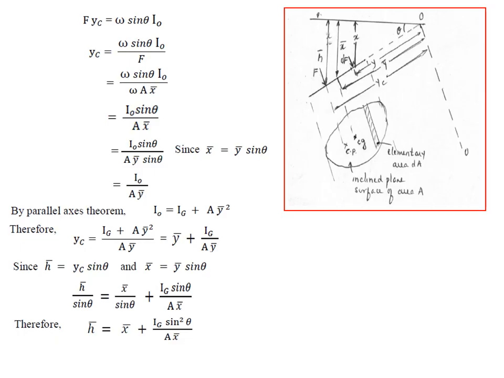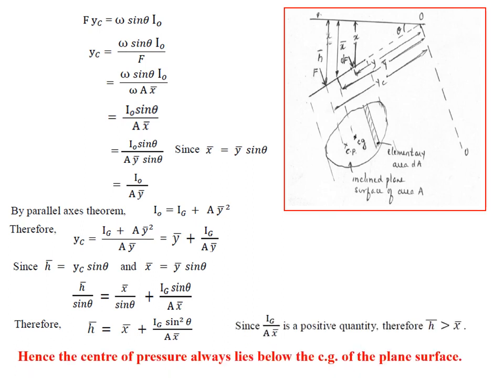Here, Ig sin square theta by A x bar is a positive quantity, so h bar is always greater than x bar. Hence in the inclined surface also, the center of pressure is always below the CG. So that's about the derivation part. With these concepts, you should be able to solve a number of problems related to the plane surface. In lecture number 6, I'll be going ahead with a number of problems that could be solved for the vertical surface.